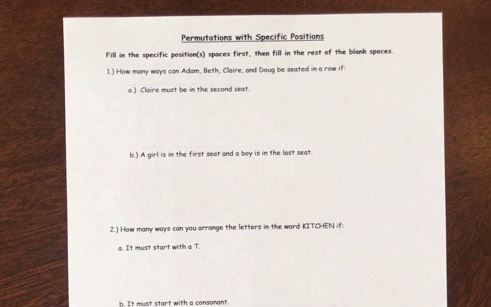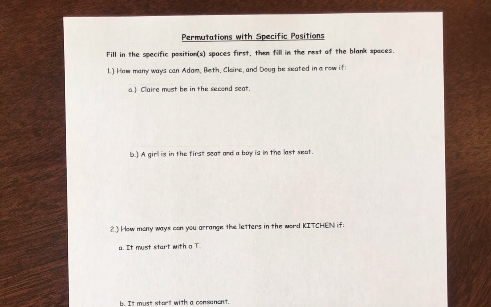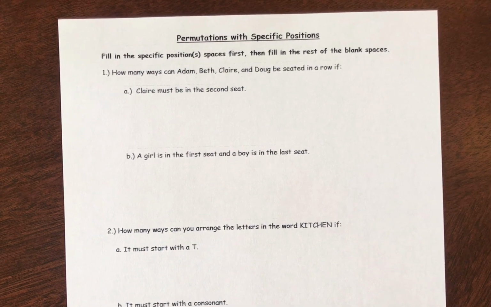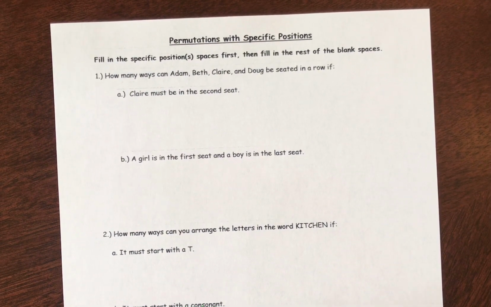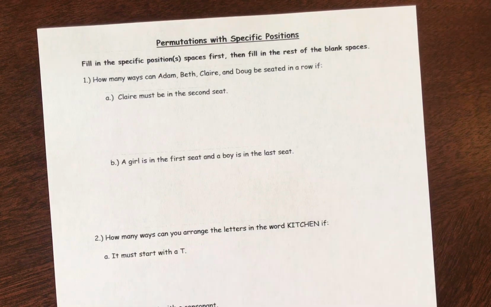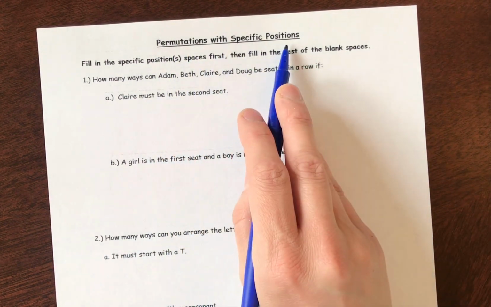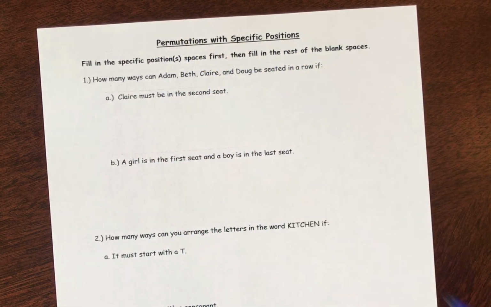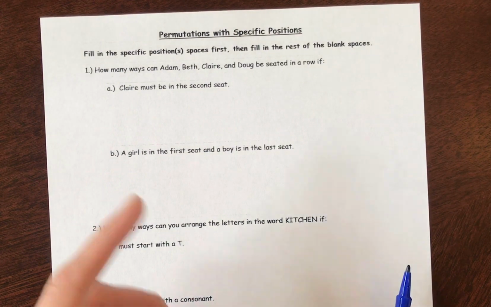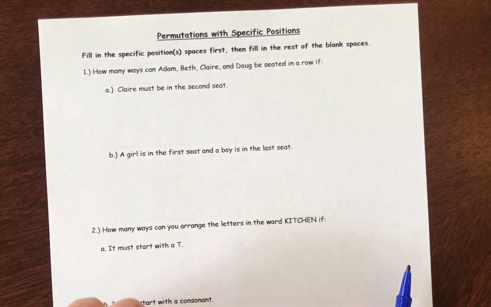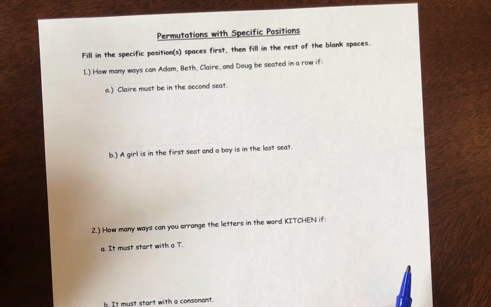Today we're going to continue on with arranging certain items, but we want to know how many ways that can be done if we put specific items in certain positions. So the first thing we're going to do is permutations with specific positions, which is just arrangements with specific positions.